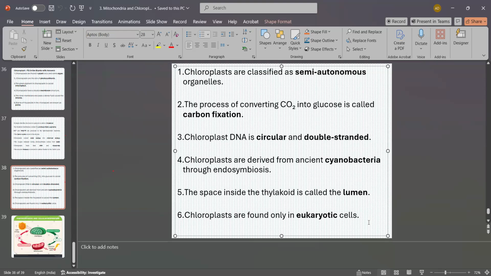You know that the process of converting carbon dioxide into glucose is called carbon fixation. The chloroplast DNA is dash and dash, circular, double stranded. The chloroplasts are derived from ancient cyanobacteria. The space inside the thylakoid is called the lumen. Chloroplasts are also found in eukaryotic cells. These are also important parts, important multiple choice questions.